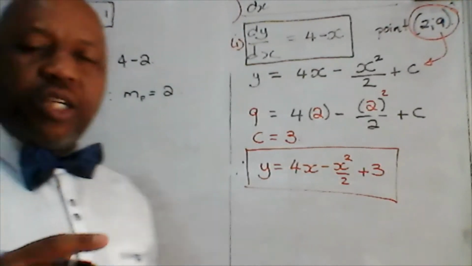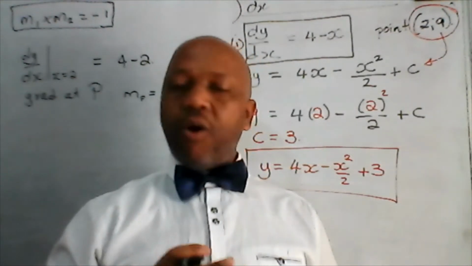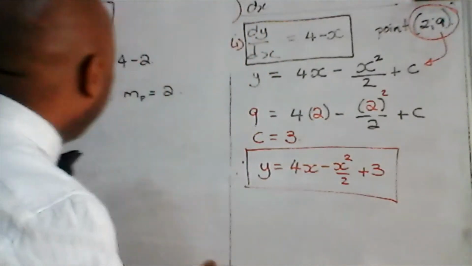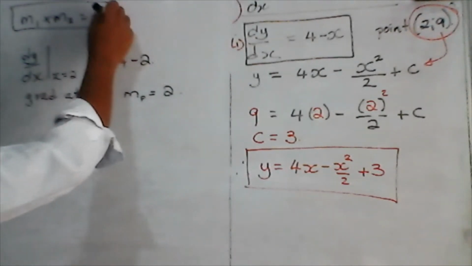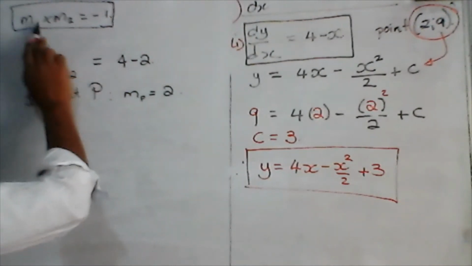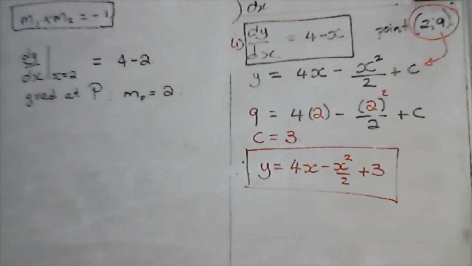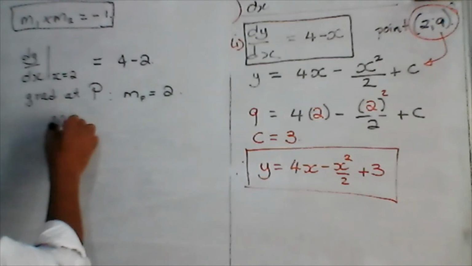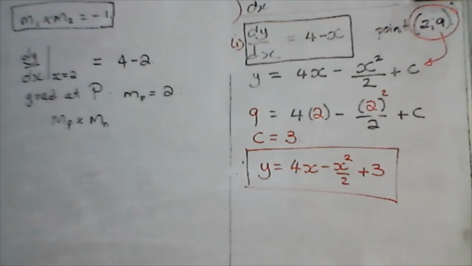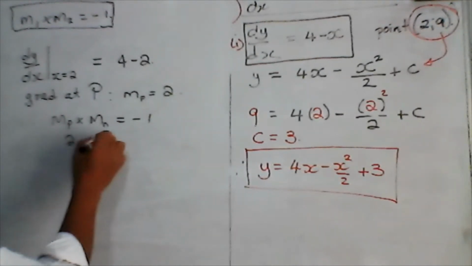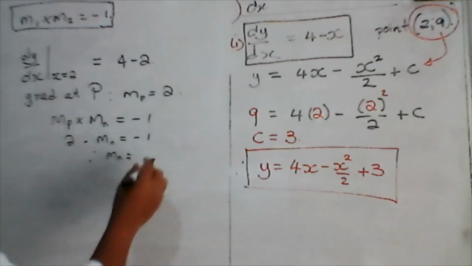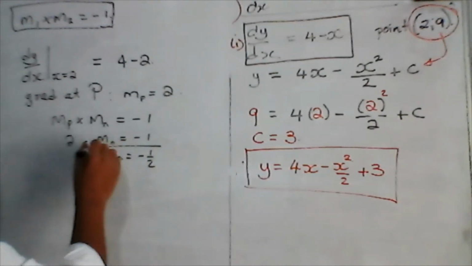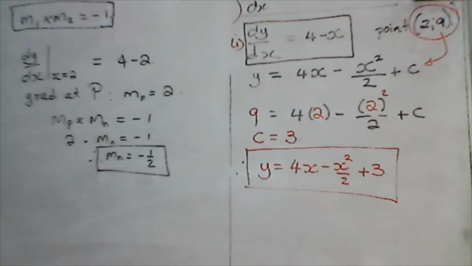We want to find the equation of the normal to the curve at the point P. The normal, then, we can find the gradient of that normal first. Using that equation, the gradient of P times the gradient of the line we are looking for must be equal to -1. The gradient of P is 2 multiplied by the line we are looking for is equal to -1. Therefore, the gradient of the normal must be -1/2. Okay, -1/2 is the gradient of the normal.